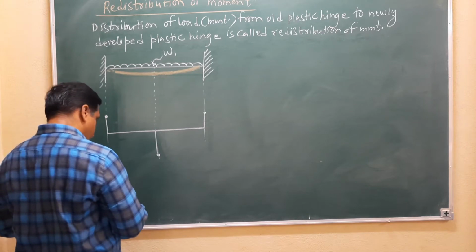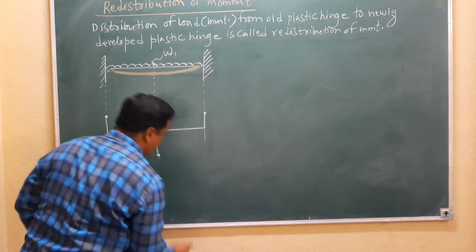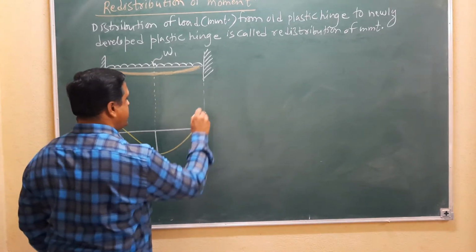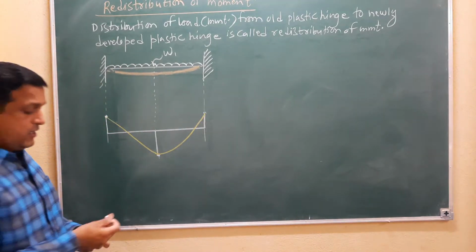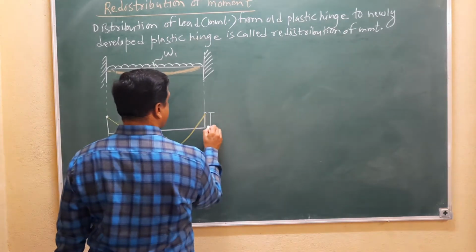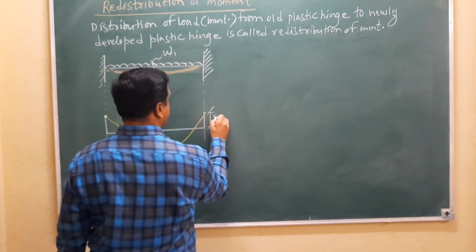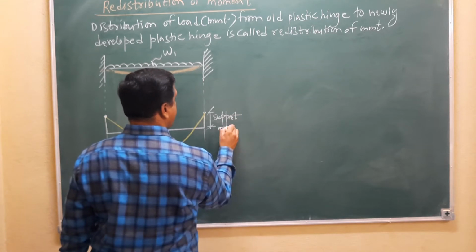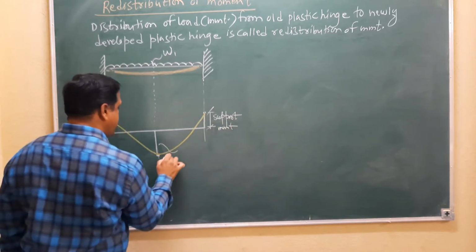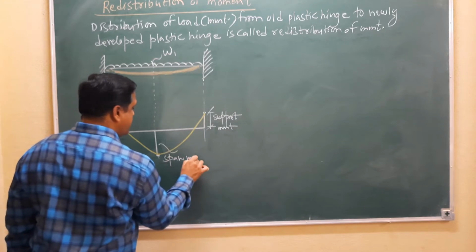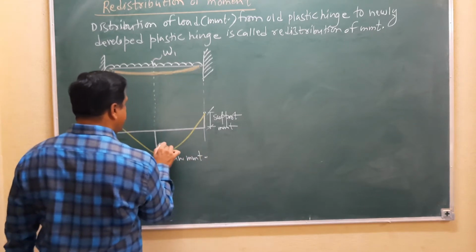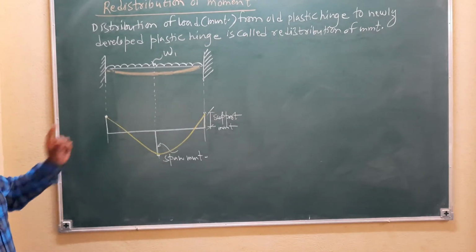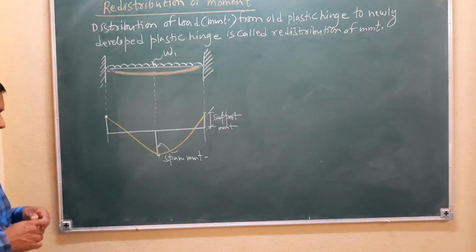Now if you want to join it, the bending moment diagram is like this. So this is the support moment, this is the support moment, and this is the span moment. So this is the bending moment diagram of this fixed beam.